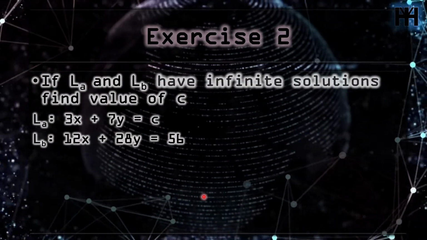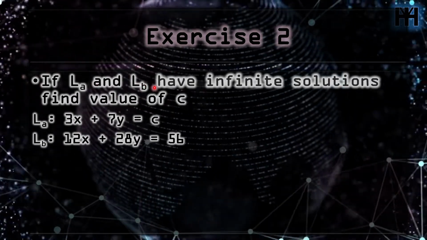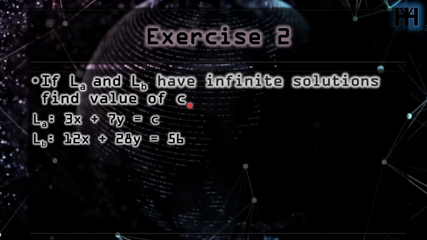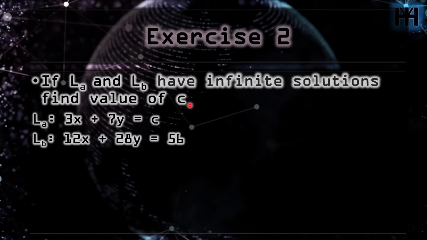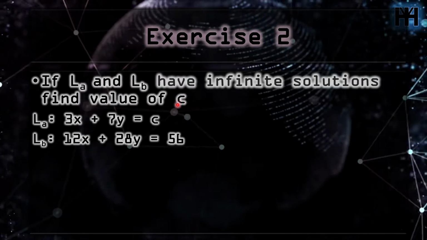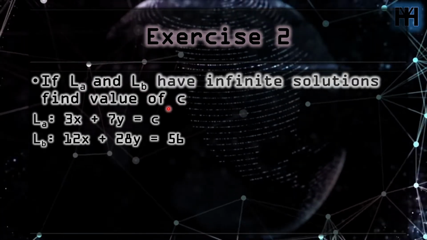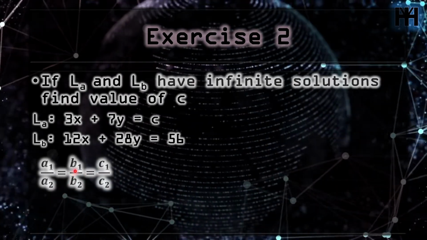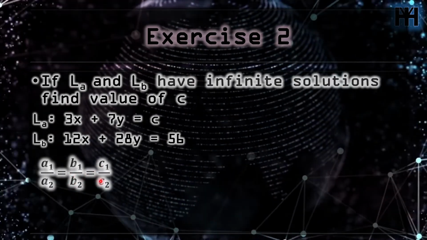Exercise 2. If LA and LB have infinite solutions, find the value of C. And the same here, if they told you that they have infinite solutions, or even if they told you that they are the same, LA is LB, then we will act in the same way. A1 over A2 equals B1 over B2 equals C1 over C2.